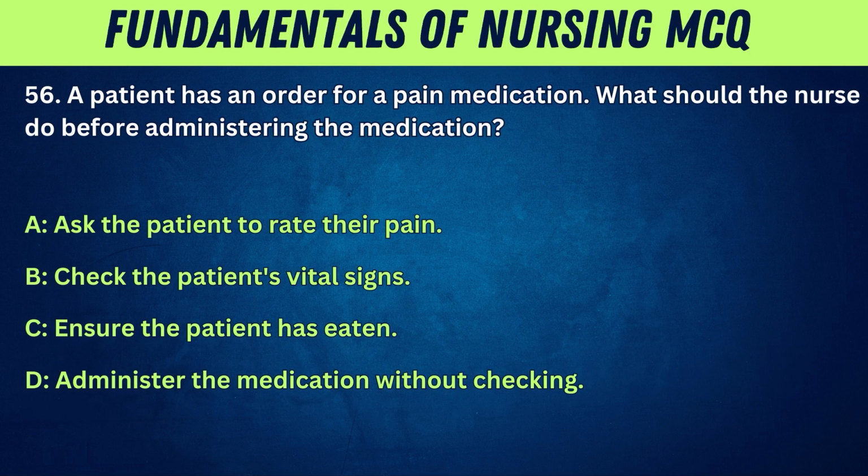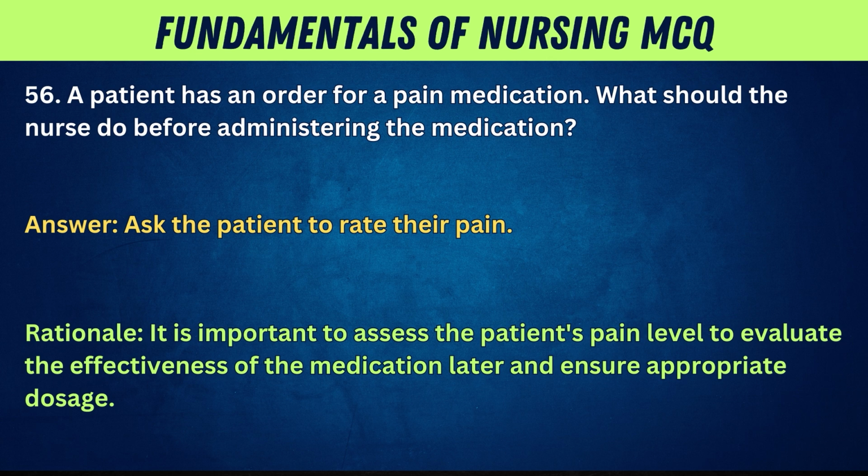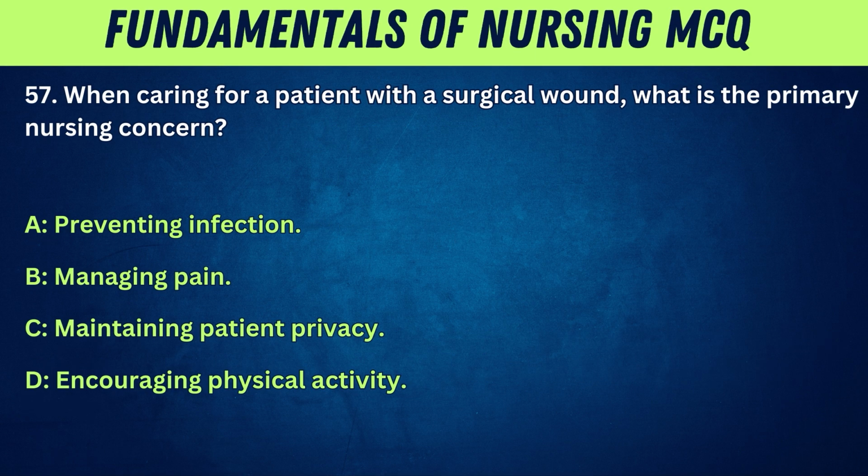56. A patient has an order for pain medication. What should the nurse do before administering the medication? A. Ask the patient to rate their pain. B. Check the patient's vital signs. C. Ensure the patient has eaten. D. Administer the medication without checking. Answer. Ask the patient to rate their pain. Rationale. It is important to assess the patient's pain level to evaluate the effectiveness of the medication later and ensure appropriate dosage.